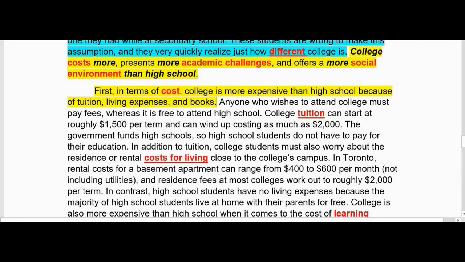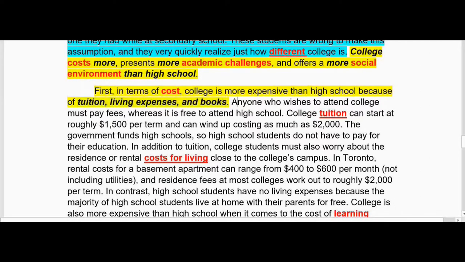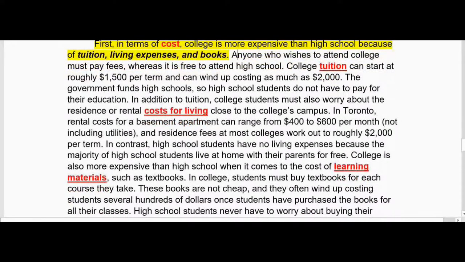Now, as you can see, here the topic sentence is telling me the main idea of my body paragraph. So in this case, I am comparing college and high school under the category of cost. And now I have my supporting details, because they say that college is more expensive because of these three elements. First one is tuition, the second one is living expenses, and the third one is books.